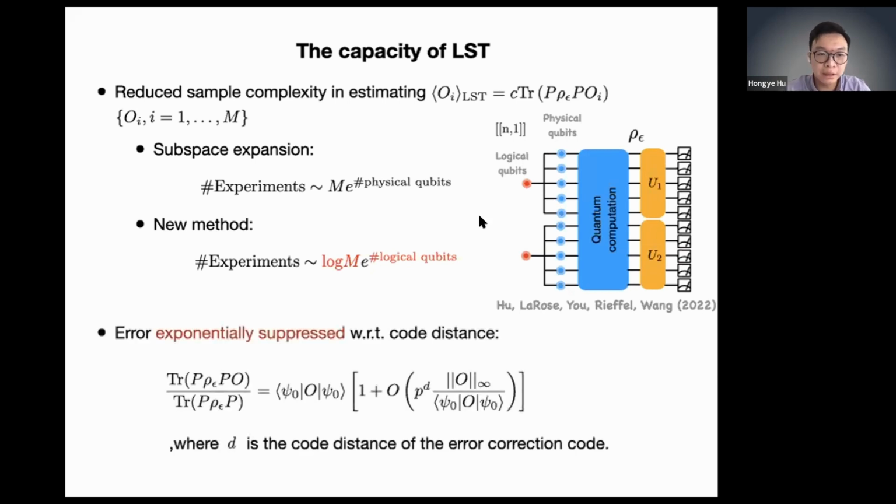In addition, in the paper we also show the error will be suppressed exponentially with respect to the code distance of the error correction code we are using. Suppose the fidelity of one qubit is 90% under some stochastic error. Then with a 5-1-3 code encoding, the fidelity of the logical qubit will be boosted to 99.9%.